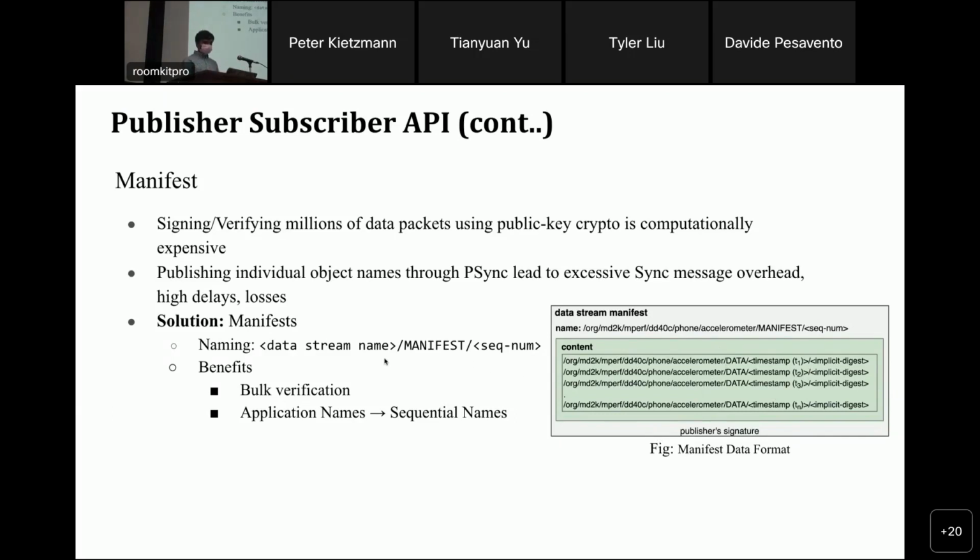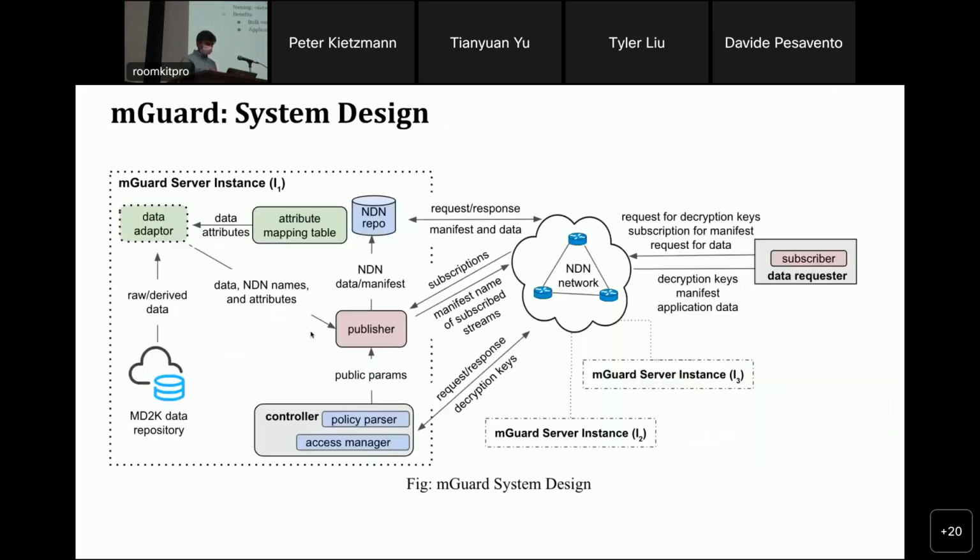And additionally, you get this redirection, because sync requires sequential naming. The data names are not sequential. And when you do this one level of indirection, you achieve that as well. So both of these problems are solved by the manifest.